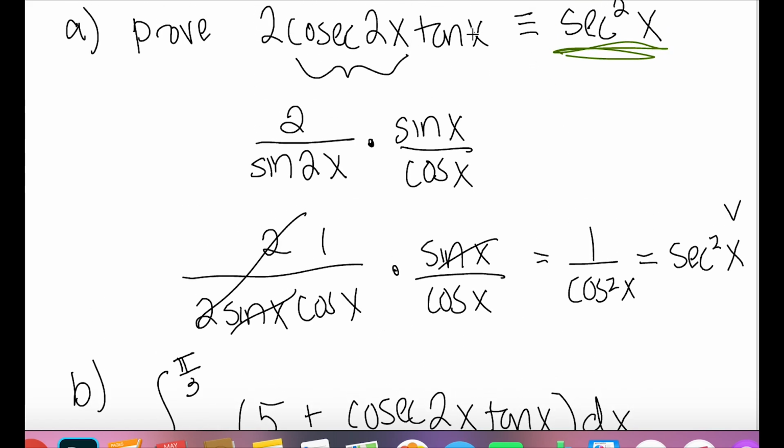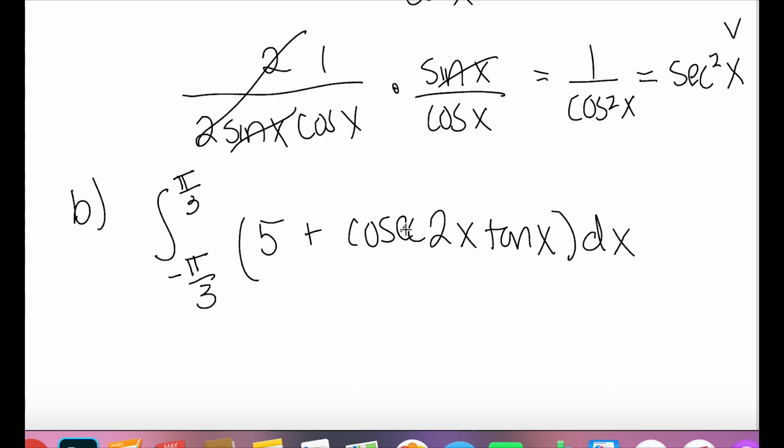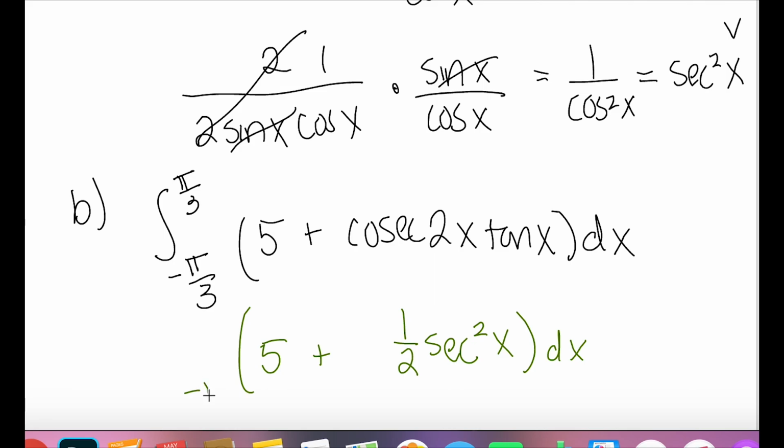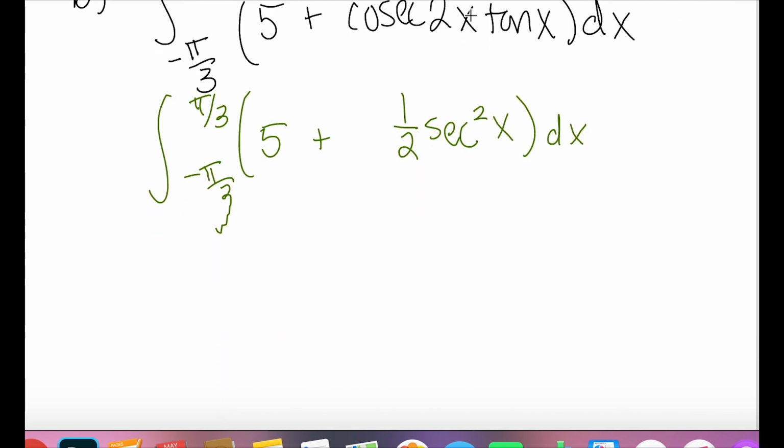So in order to get this by itself, I'll divide both sides by 2. Therefore, I'll replace cosecant 2x tan x with 1/2 secant squared x. We're still adding that to 5, and it's still between negative pi over 3 and positive pi over 3. This will be easier to integrate. So it integrates to 5x plus 1/2 tan x.